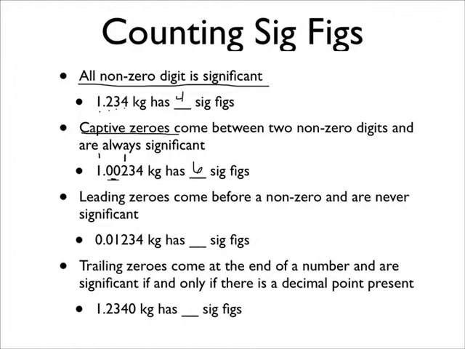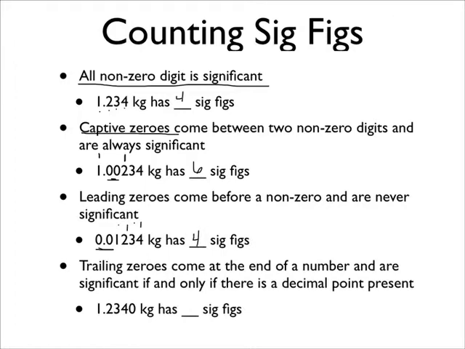The next type of zero is a leading zero. These come before a non-zero digit, and they are never significant. These are simply placeholders telling you how far you have to move the decimal place. So here we have 2 leading zeros. These are never significant. So this number has only these 4 non-zero digits. So we have 4 sig figs.